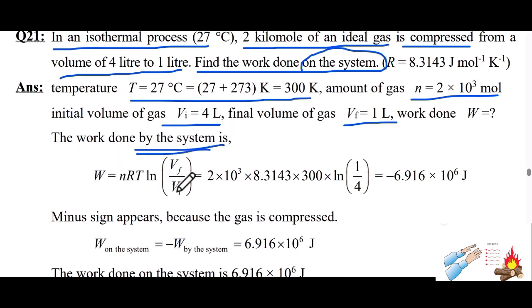W is equal to NRT ln VF over VI. Put in N, R, T, and ln of 1 liter over 4 liter.